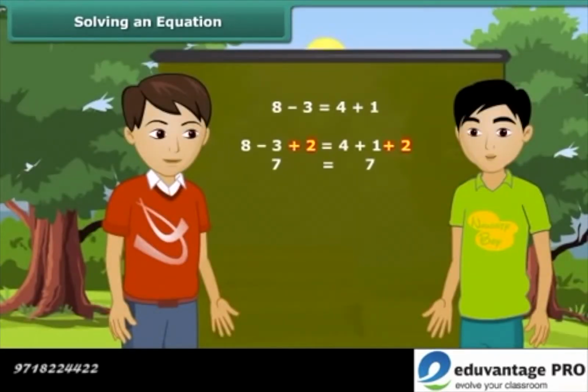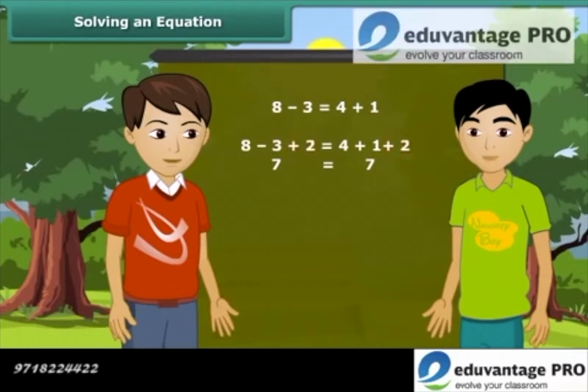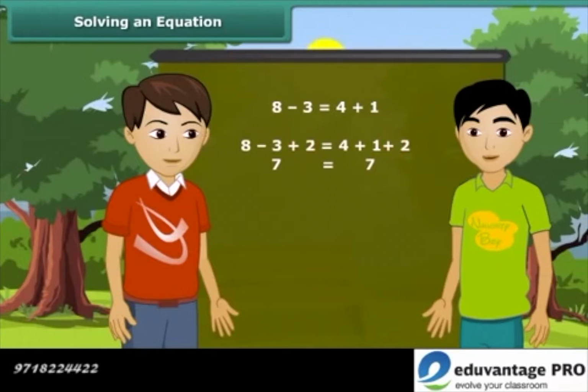If we add the same number to both its sides, the equation remains unchanged. And if we subtract the same number from both its sides, the equation remains unchanged. If we multiply or divide both sides by the same number, then also the equation remains unchanged.